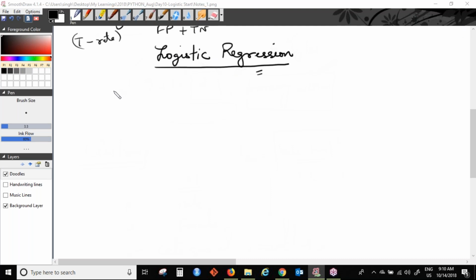So what do we have in linear regression? We have y is equal to beta naught plus beta 1 x1 plus ... plus beta n xn. This is what we have in linear regression. Now what can be the values of y here, guys? Can you tell me what we can have as values of y? What can be the range of values of y?